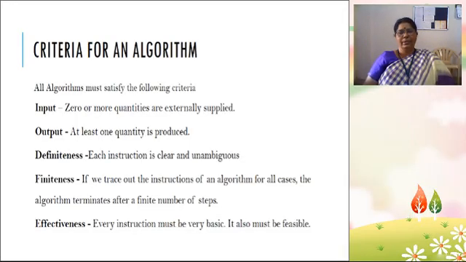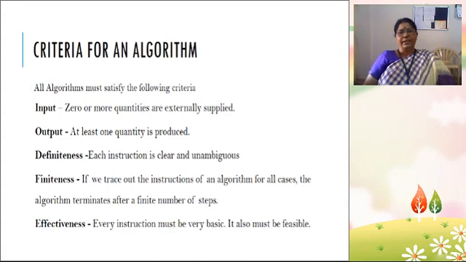First, input. An algorithm will work based on the input. Zero or more quantities are externally supplied. Suppose you want to add 2 numbers, then you should provide the 2 inputs, say A and B. Similarly, output: at least one quantity should be produced. Otherwise, there is no meaning in writing an algorithm. So an algorithm should produce at least one output. It could be more than one output.